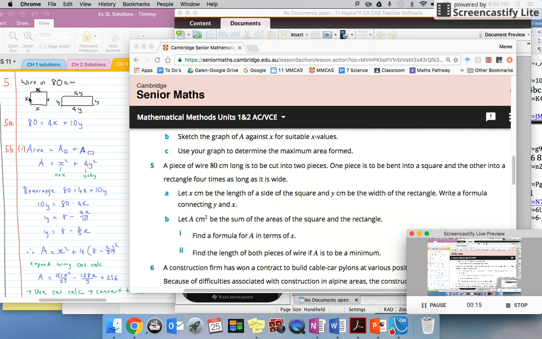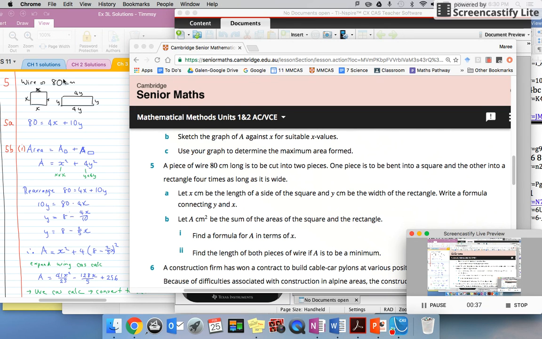So what I've done is I know my wire is 80 centimetres. I put this, there's my square, it's going to be x, x, x, and x. My width is going to be y, and this is going to be 4y because it's 4 times as long. And it tells me let x be the length of the side of the square, y be the width of the rectangle. So I'm going to write the formula.